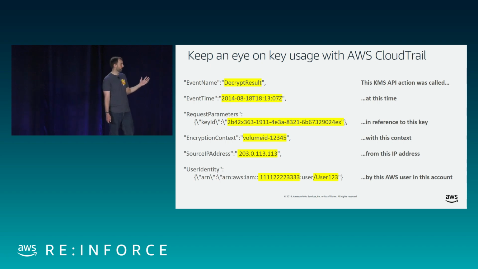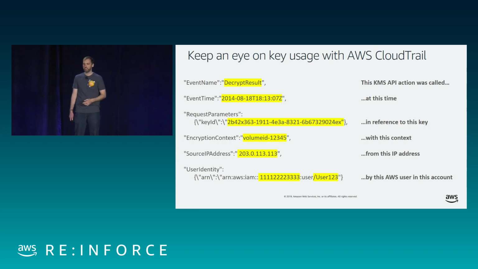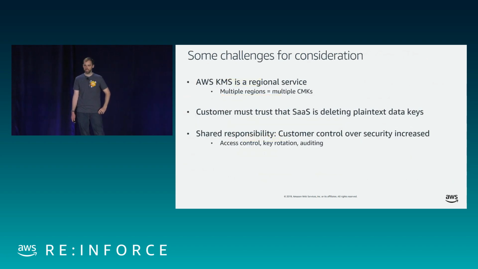You've got the encryption context, which we just talked about, the source IP address, and the identity access management account and the username. Pretty much everything you would need to log to see what's going on, what requests are being made against your customer master key. And my last slide is some things to consider if you're setting something like this up.